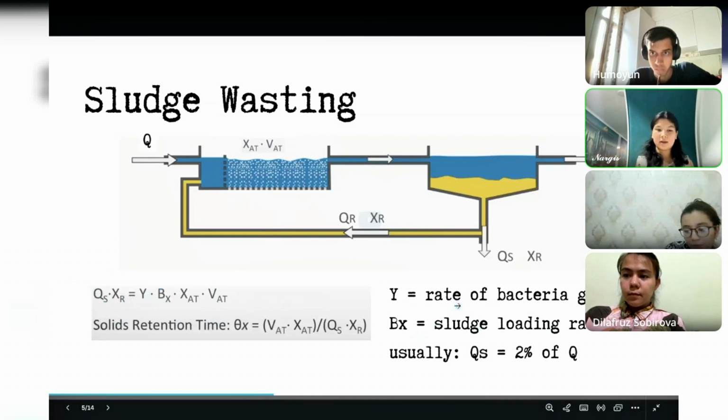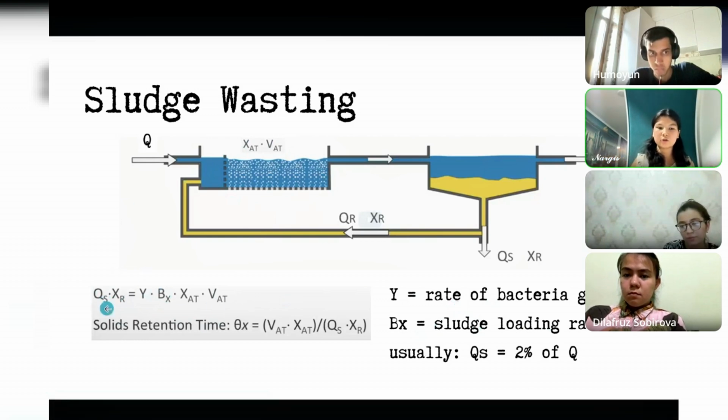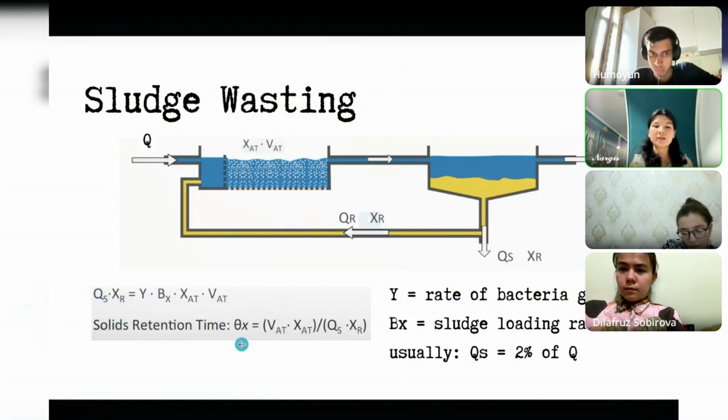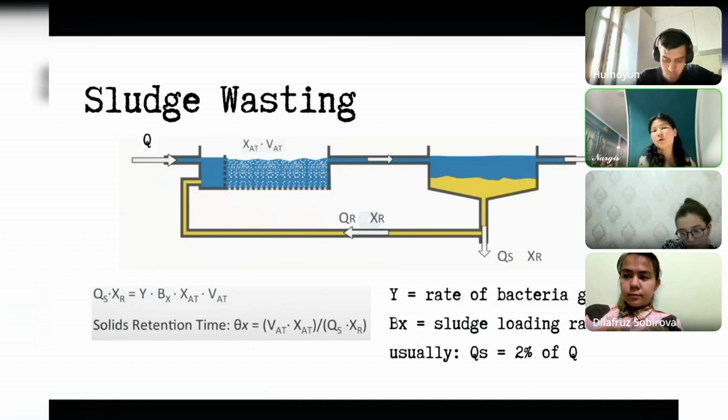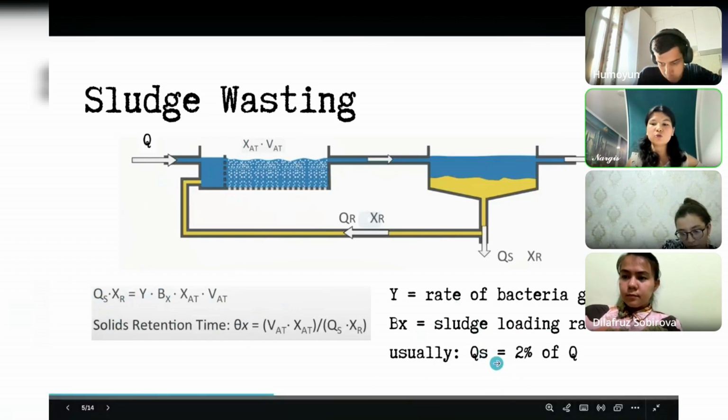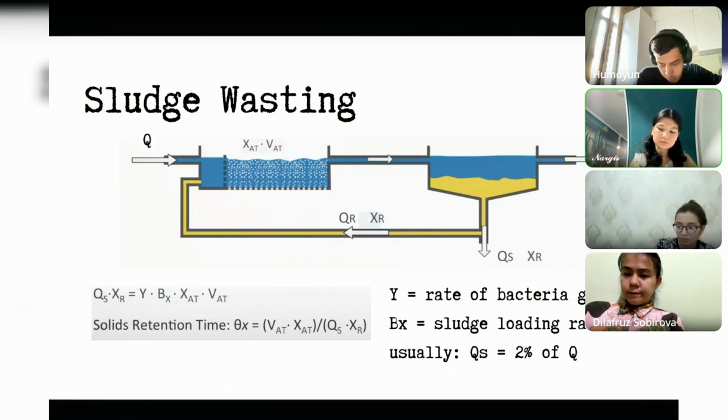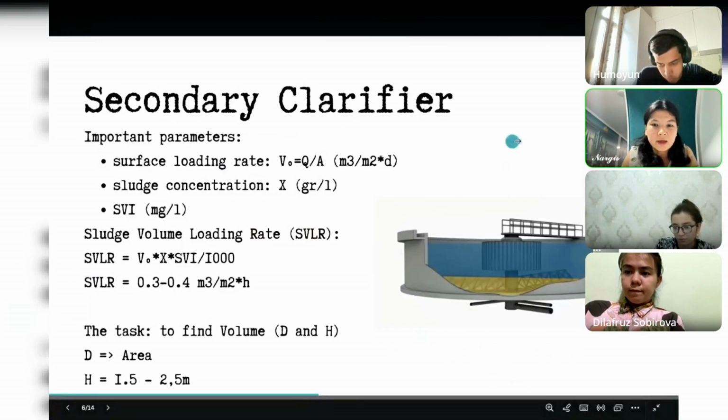And if you know all of these numbers, you can calculate QS. And if you know QS, then you can calculate solids retention time, meaning for how many days your bacteria is going to stay inside of your aeration tank. Later, you might or may not need this, so it's better that you know this than you don't. And usually, as a rule of thumb, we usually waste about 2% of whatever is coming in, right? So this way is easier. Okay, so no problems here.